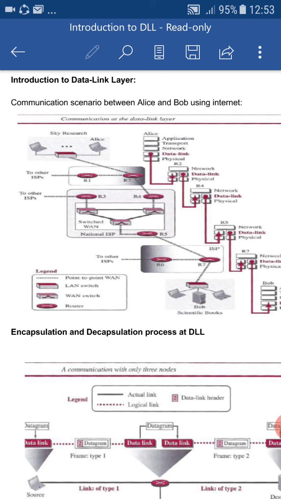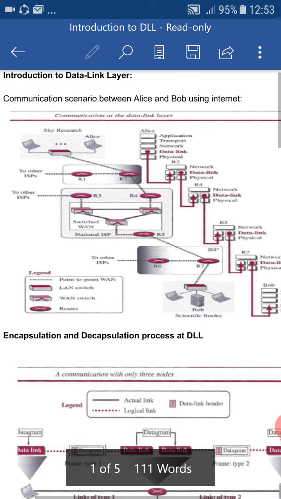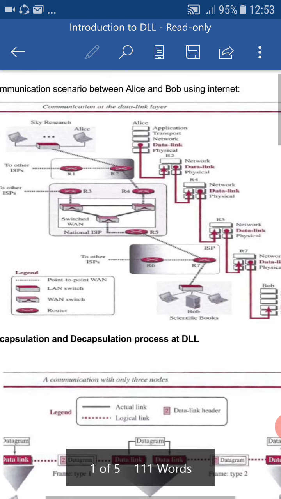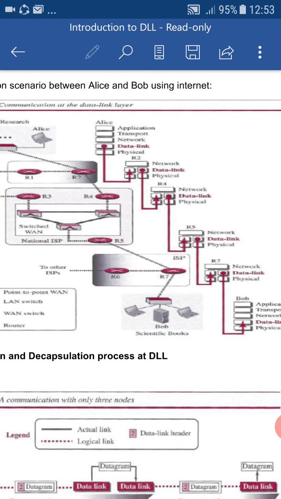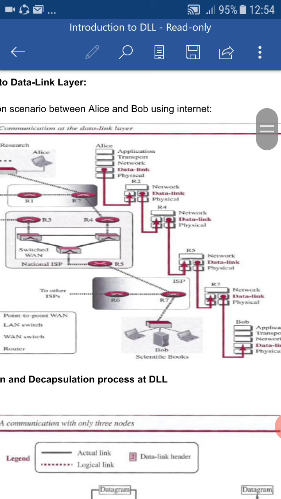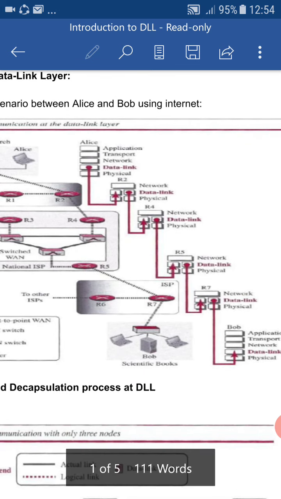We'll explain the data link layer by considering the below diagram, that is the below scenario. You can just see the diagram here. There are two persons, Alice and Bob. Alice's computer is a source computer, whereas Bob's computer is the destination computer. This scenario explains the communication between the end devices of Alice and the end devices of Bob using data link layer. Just observe these things in the diagram.